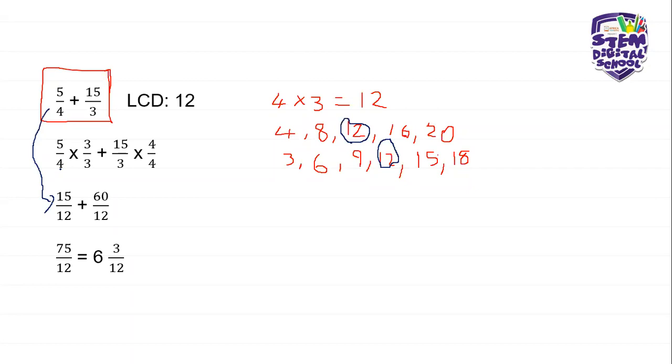Well, how can I change 4 into 12? I multiply by 3. How do I change 3 into 12? I multiply by 4. Whatever I do to the bottom, I do to the top. 3 times 4 is 12. 3 times 5 is 15. 3 times 4 is 12. 15 times 4 is 60. 15 plus 60 is 75 over 12. How many times does 12 go into 75? 6 times. Why? 6 times 12 is 60.